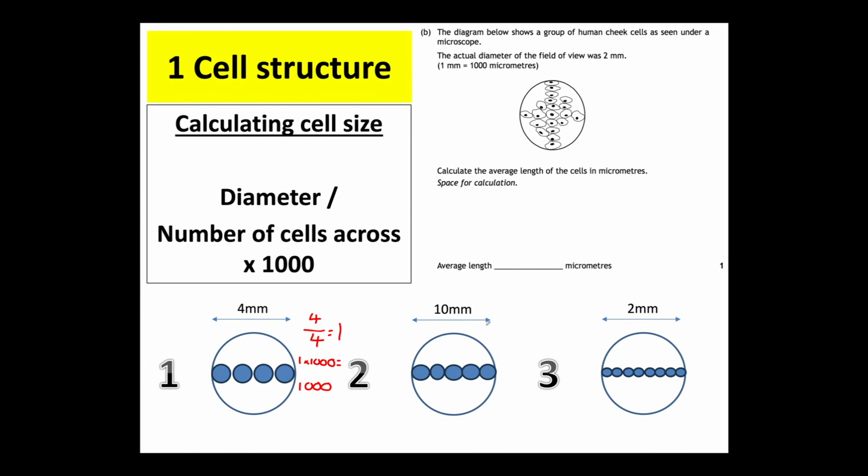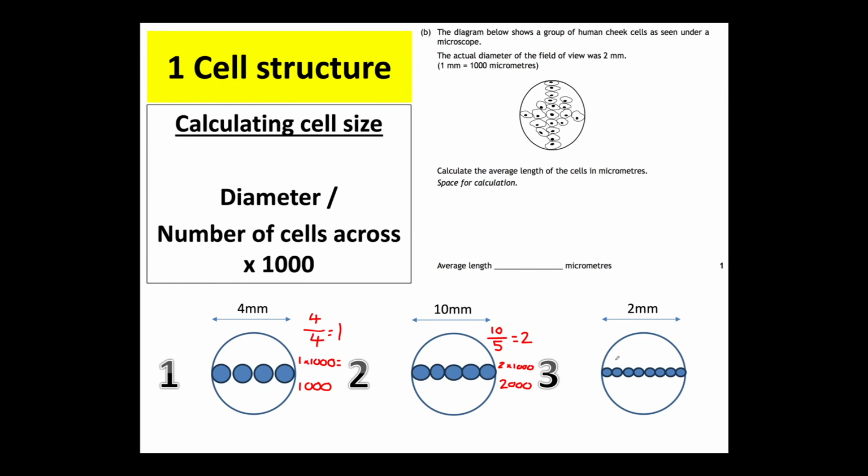The second one here, we've got 10 millimeters as the diameter. So we do 10 and we divide it by the number of cells across here, which is 5. 10 divided by 5 is 2. And again, we times that number by 1,000. So 2 times 1,000 gives us 2,000 as our answer for this second one.